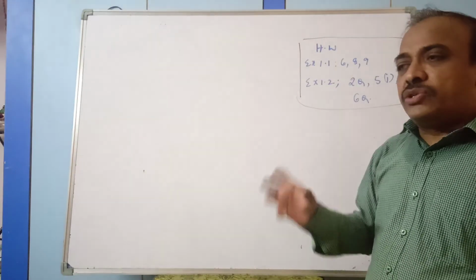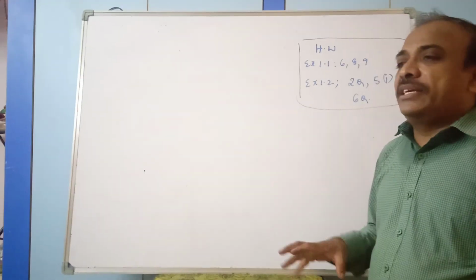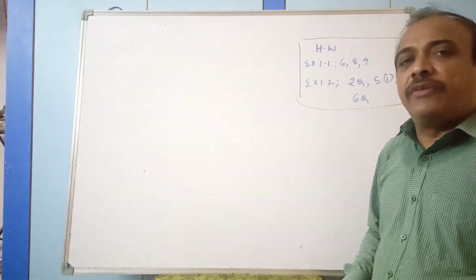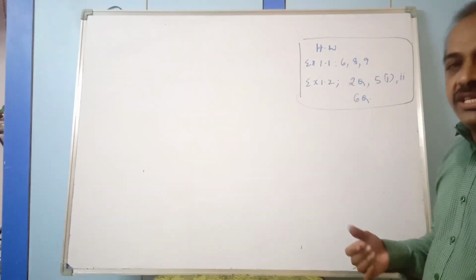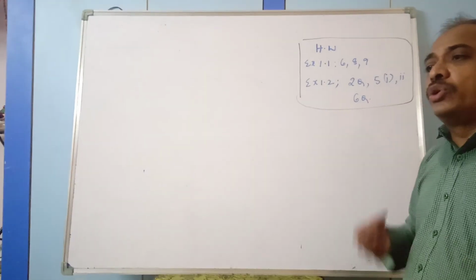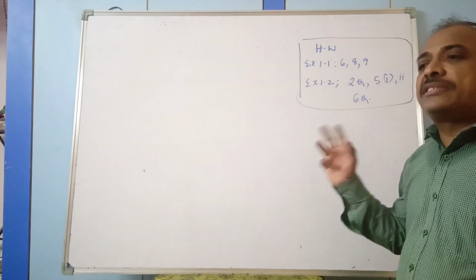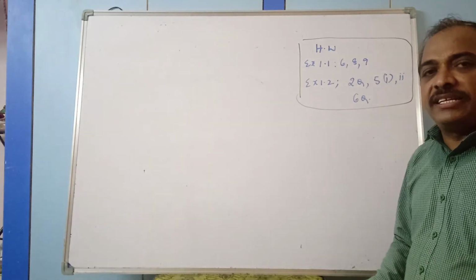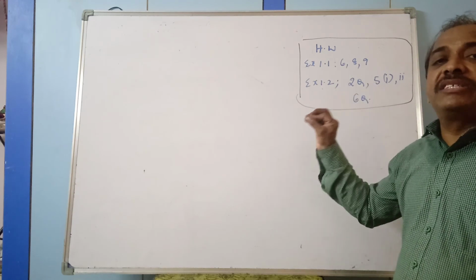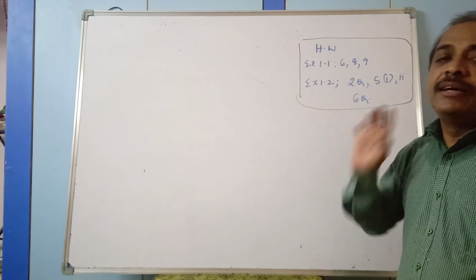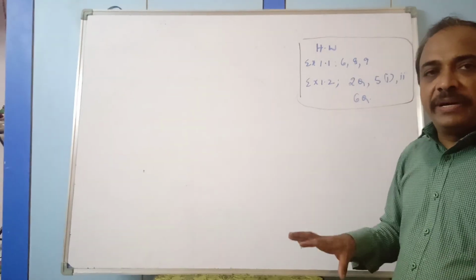So I hope you understood what we have discussed today. We discussed the distributive property of rational numbers under multiplication over addition and under multiplication over subtraction, then how to represent the rationals on the number line, and how to find some rational numbers between the given rationals. I hope it is clear.